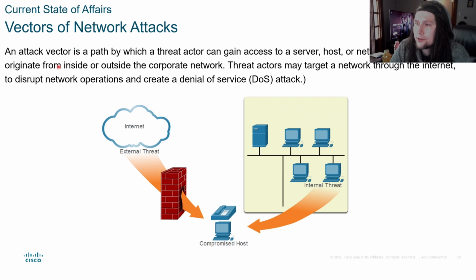Vectors of network attacks. An attack vector is a path by which a threat actor can gain access to a server, host, or network. Attack vectors originate from inside or outside the corporate network. Threat actors may target a network through the internet to disrupt network operations and create a denial of service attack. So I feel like a lot of times people just picture network attacks as coming from outside, when I feel like often, a lot of times, network attacks originate from inside the network.